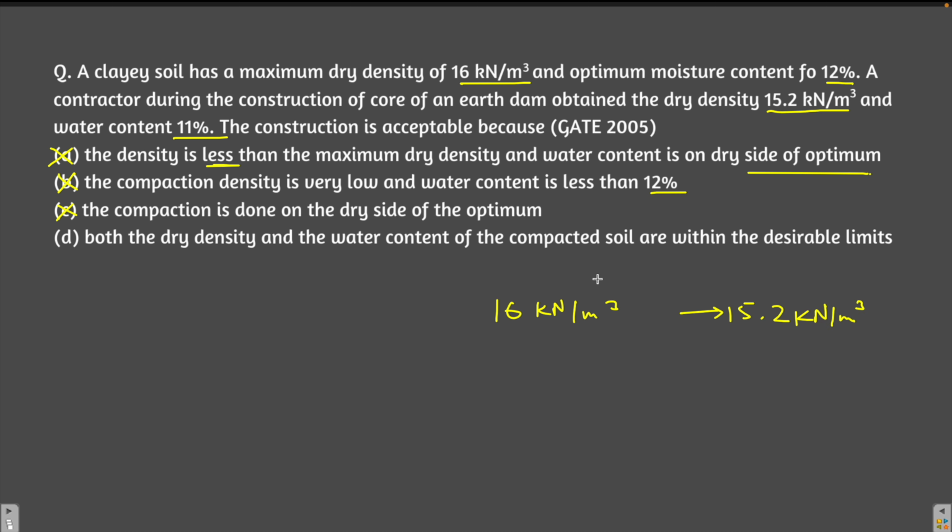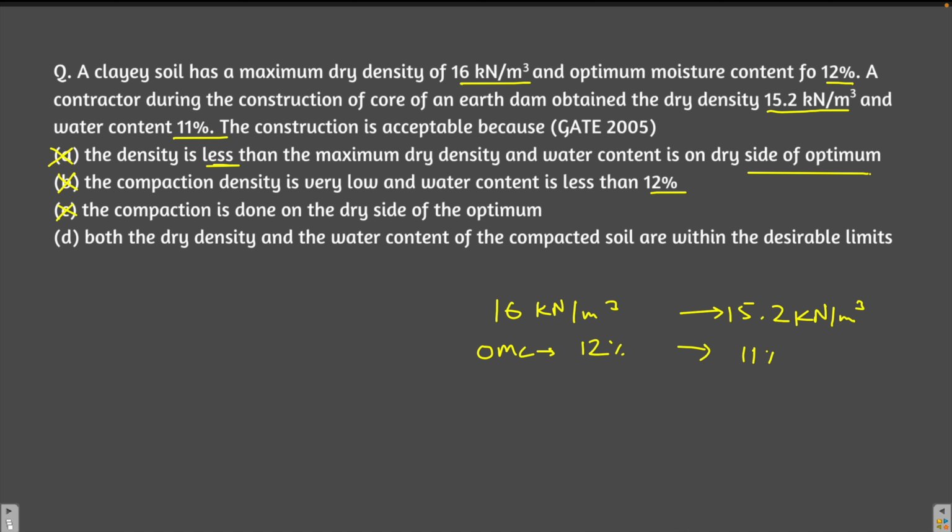Now, the expected OMC, optimum moisture content, was 12%, and what the contractor has achieved was 11%, so very close to 12%. So the correct answer would be D. Both the dry density and the water content of the compacted soil are within the desirable limits. Not very high, not very low. Okay, within the limits. Now let's move on to the next question.